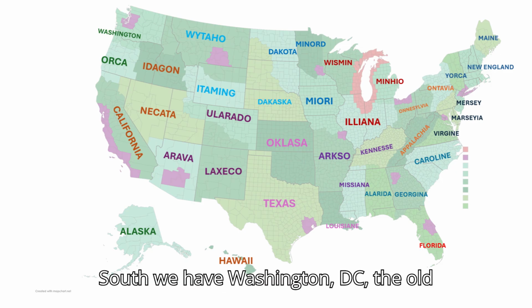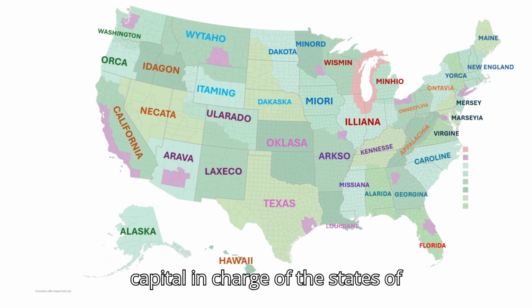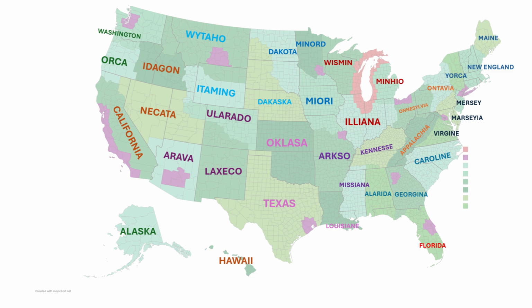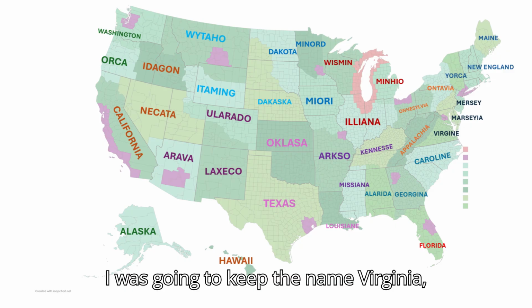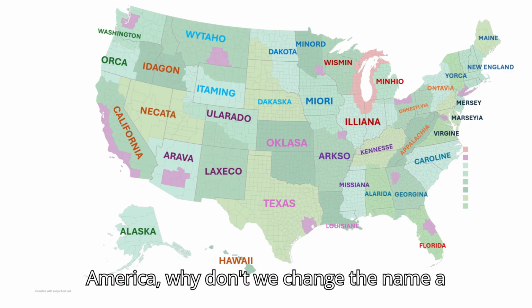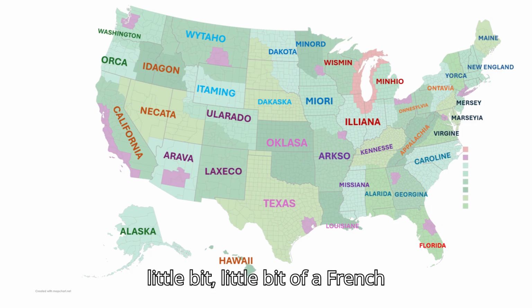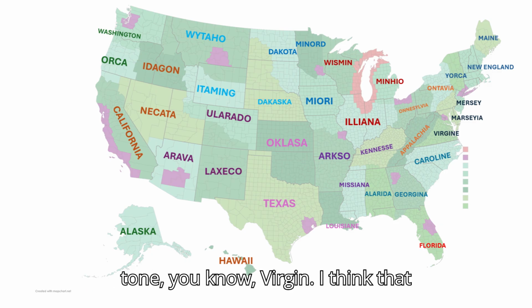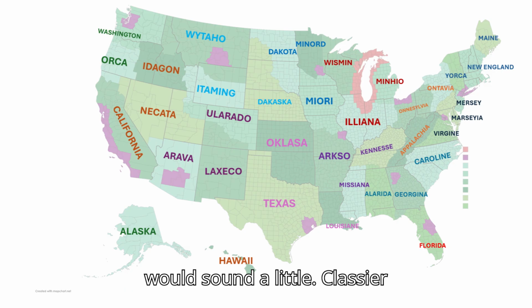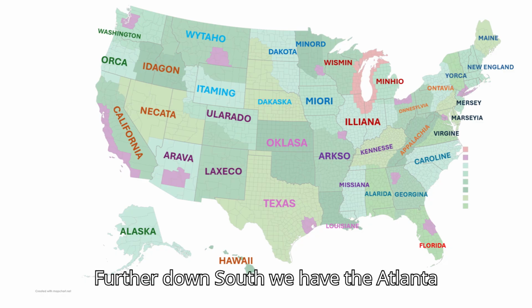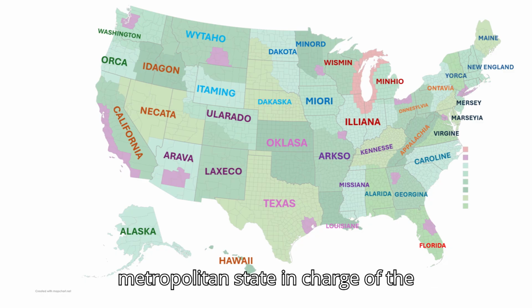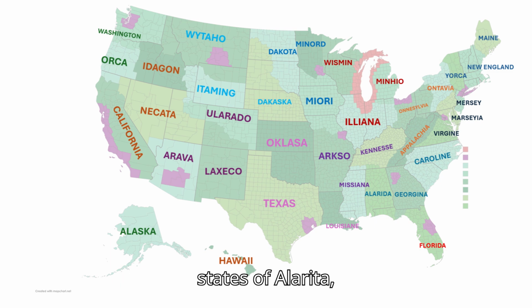Down south, we have Washington, D.C., the old capital, in charge of the states of Virginia, Mercia, and Mercy. I was going to keep the name Virginia, but I thought, if this is a new America, why don't we change the name a little bit? A little bit of a French tone, Virgin. I think that would sound a little classier than Virginia. Further down south, we have the Atlanta metropolitan state, in charge of the states of Alarida, Georgina, and Caroline.